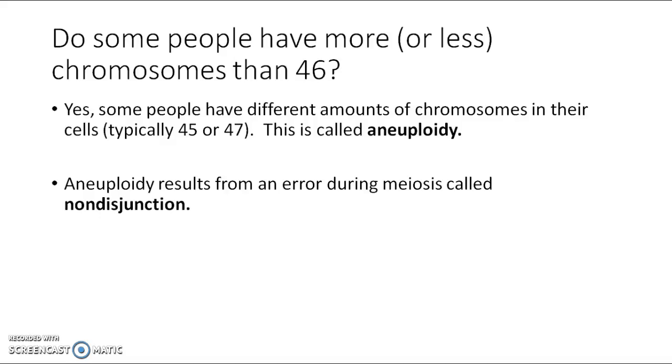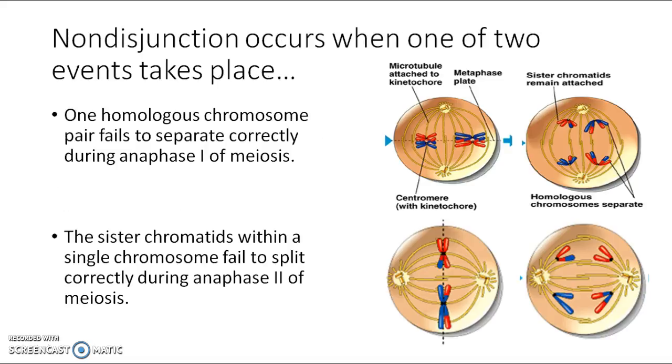Aneuploidy happens when there's an error in meiosis that's called non-disjunction. So non-disjunction occurs when one of the following 2 events happens. So what we could have is a homologous chromosome pair not separating correctly during anaphase 1 of meiosis. So remember, during metaphase 1 of meiosis, the chromosomes line up in homologous pairs, and during anaphase 1, those homologous pairs split. Now, if one of the pairs doesn't split correctly, both of the chromosomes from that pair could end up in one of the daughter cells, and the other daughter cell would get nothing from that pair.